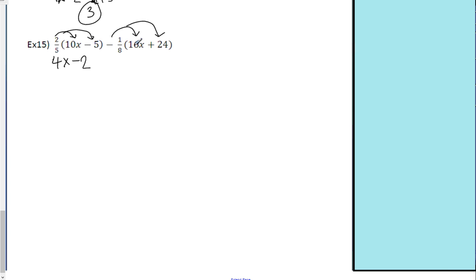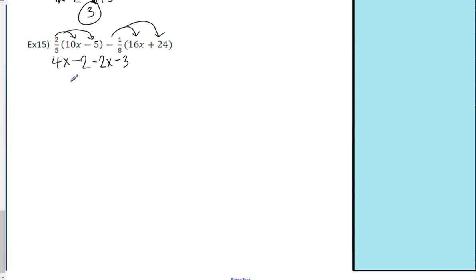-1/8 times 16. Let me try that again for you. A negative times a positive is going to make it negative, so I know the answer is negative. 1/8 of 16. 16 divided by 8 is 2, and 2 times 1 is 2. So it's -2x. A -1/8 times 24. Well, a negative times a positive is going to make it negative. 24 divided by 8 is 3, and 3 times 1 is 3.